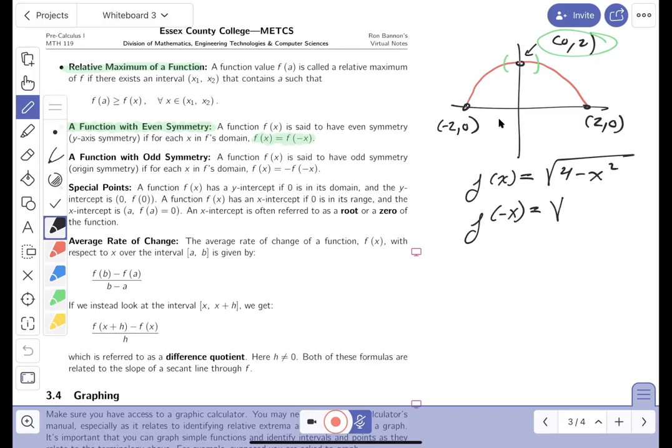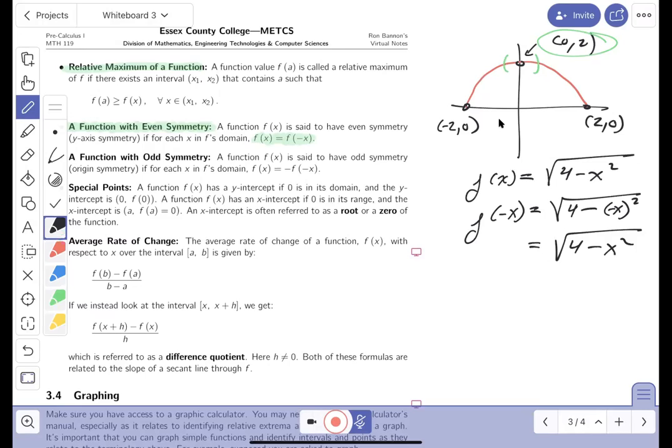What would that give you? 4 minus, parenthesize the variable, minus x. And what does that simplify to? Well, here's what I noticed, that they're basically the same thing. f of x and f of minus x are the same thing. It's definitely got even symmetry. What does that mean, folding symmetry? Well, I'm looking at the picture and I see the folding symmetry about the y-axis.